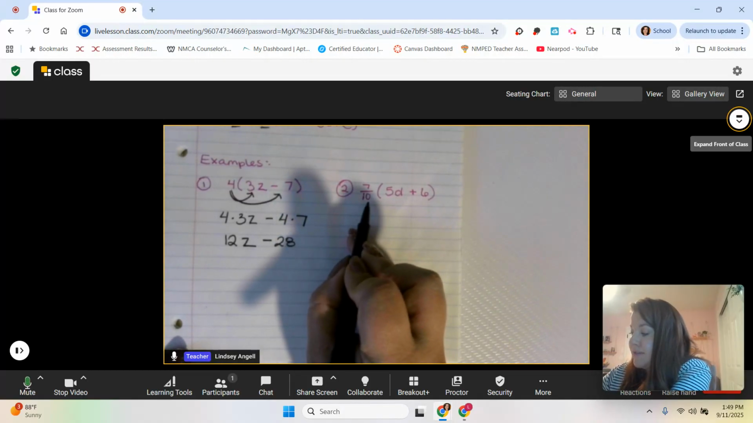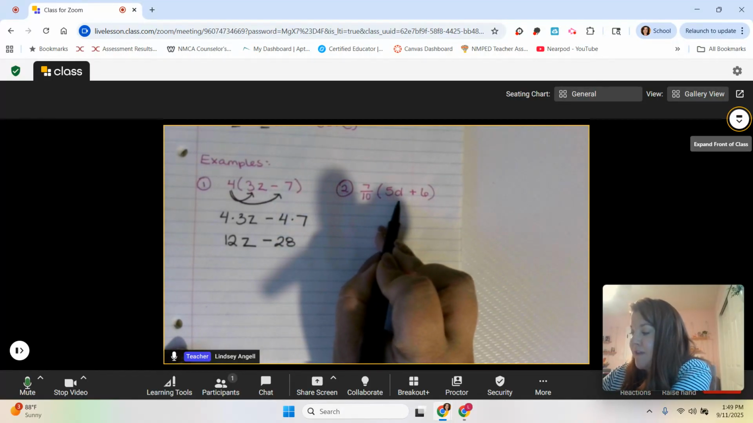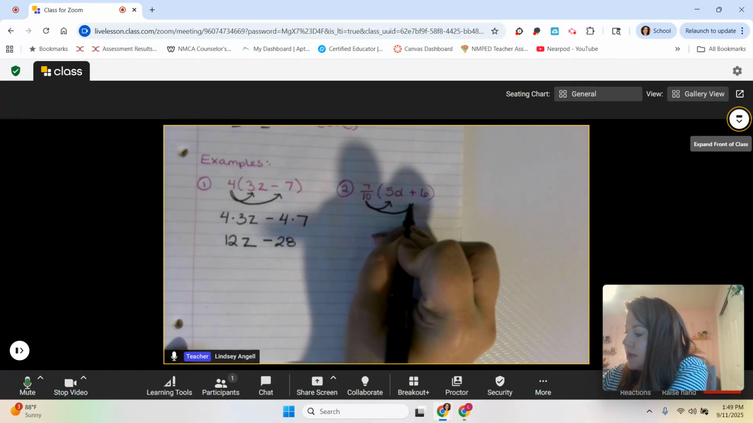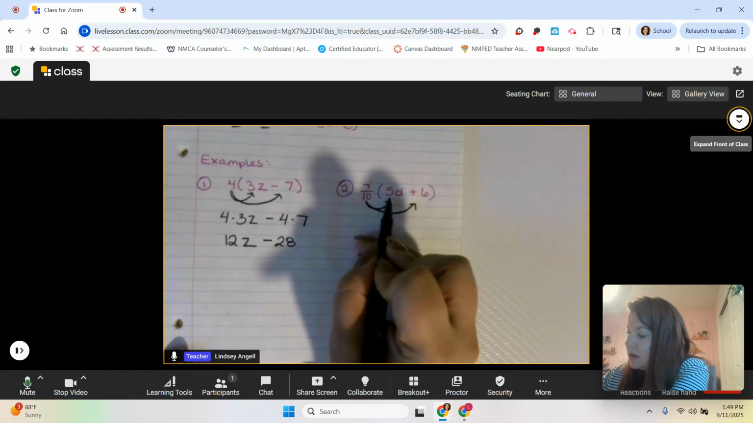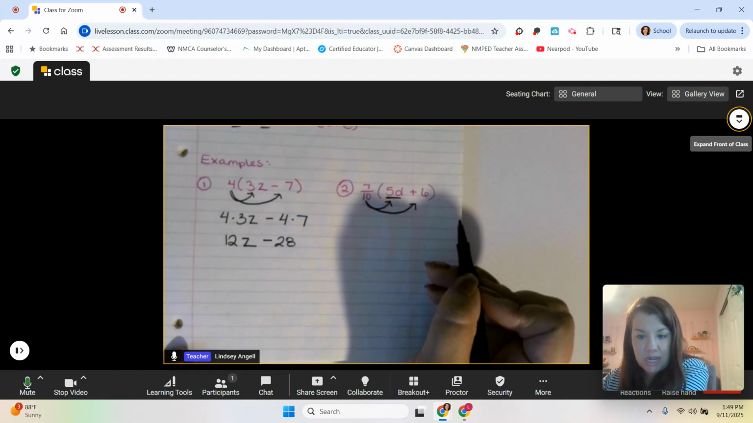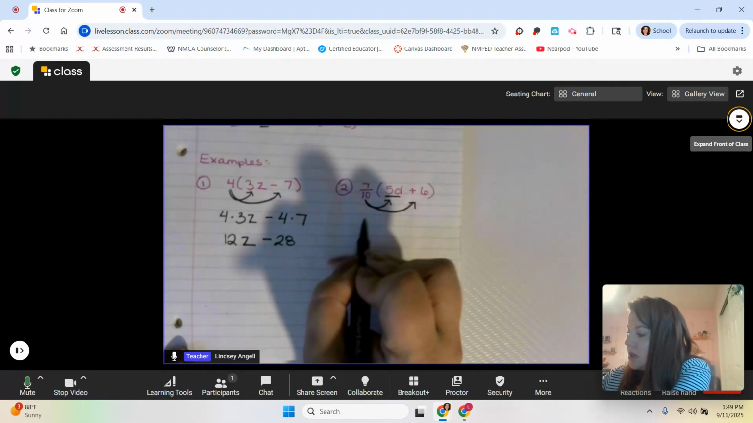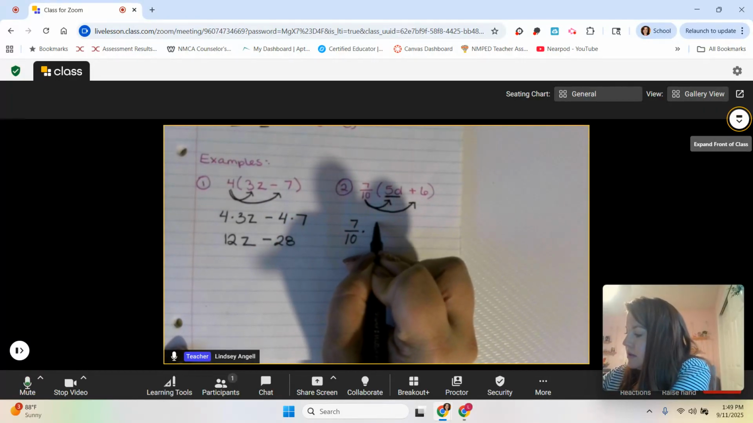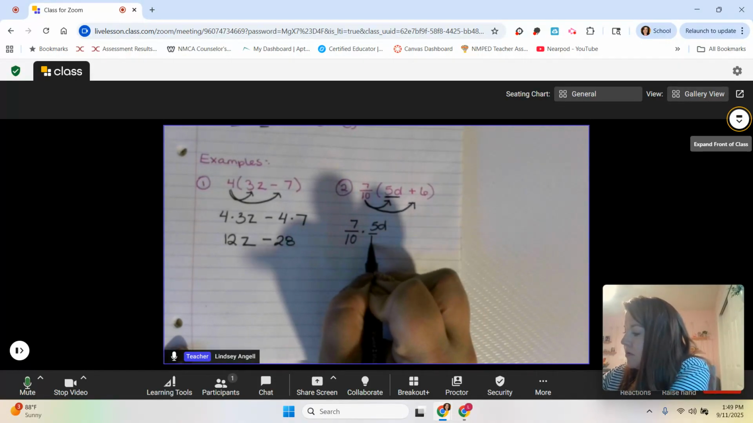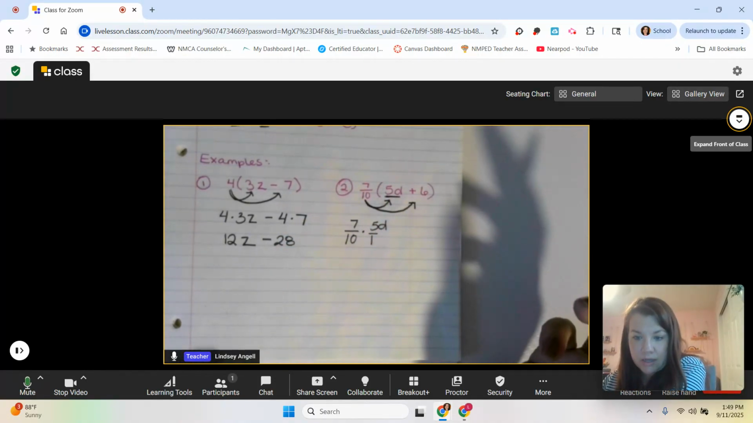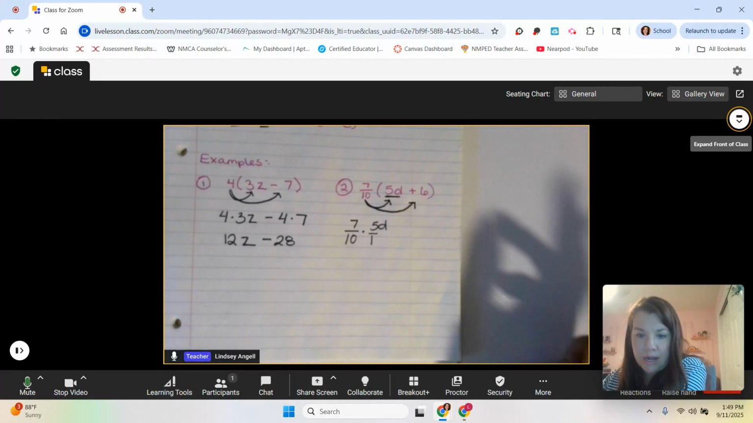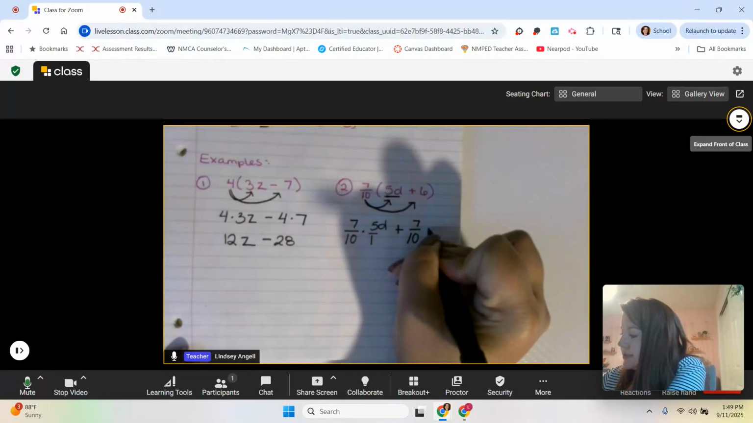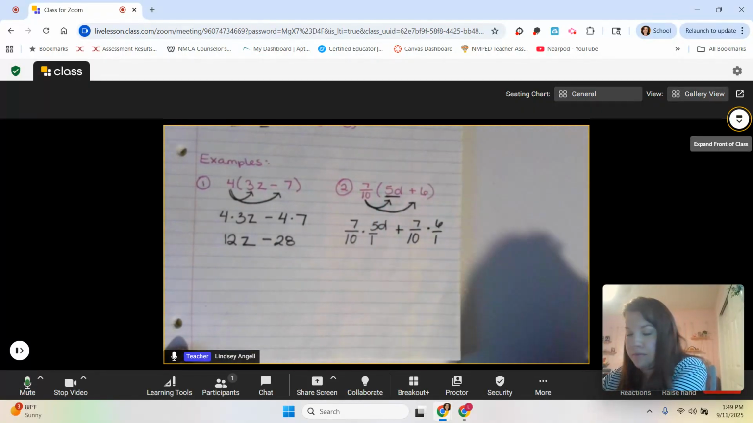Okay, number 2, 7/10 is being multiplied by 5d plus 6. So again, I'm going to distribute it into each term inside of my parentheses. This is one term, 5d. So that means I have 7/10 times 5d. I'm going to put it over 1, because any whole number you can write as a fraction by putting it over 1. Plus, and then I have 7/10 times 6 over 1.